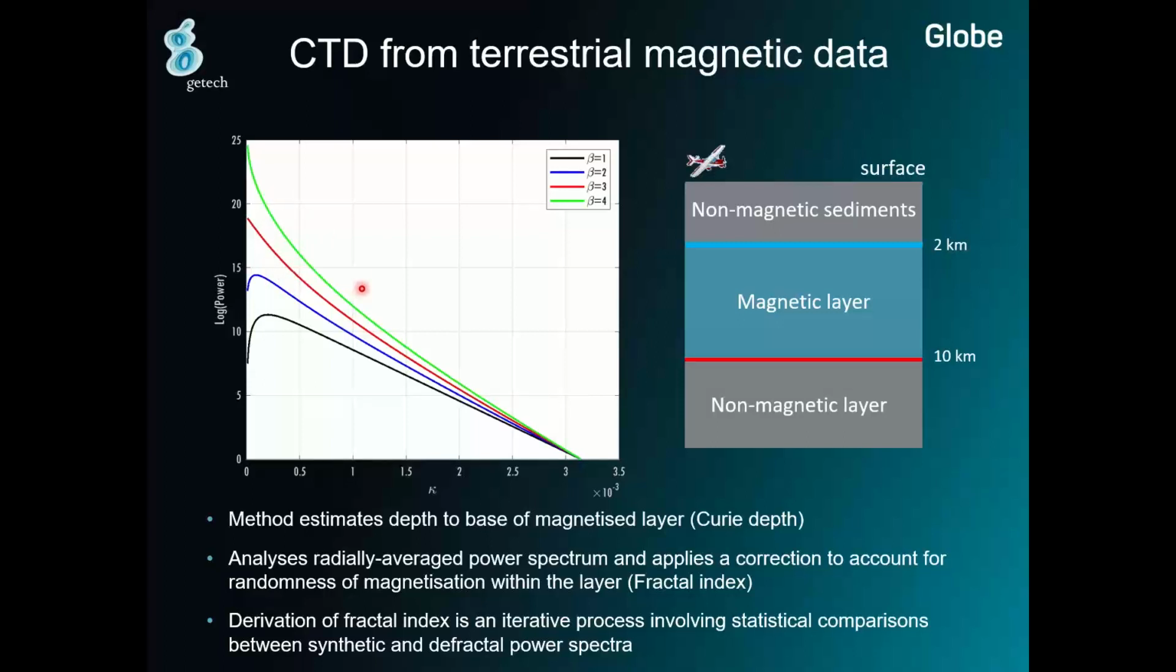So the method we're going to use involves taking one of these curves and an estimate of the fractal index to regenerate the curve we would have if the magnetization was truly random. And from that, we can estimate the depths to the top and the bottom of the layer, and therefore the Curie temperature depths.